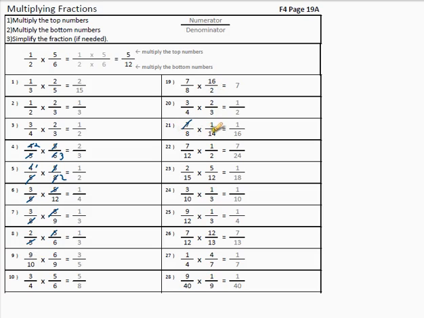There. The 7 goes into the 14 twice. And we are left with 1 over 8 times 2. Okay, pause the video and check your answers there. Try to find the cancelling out methods there.